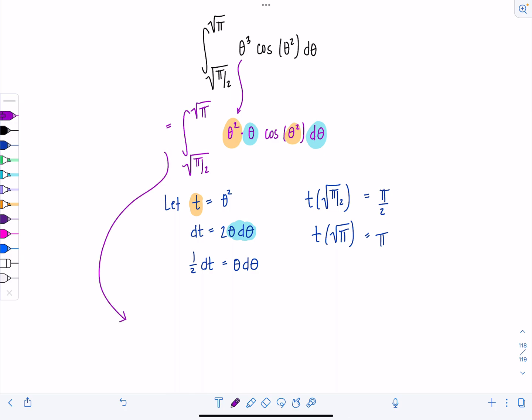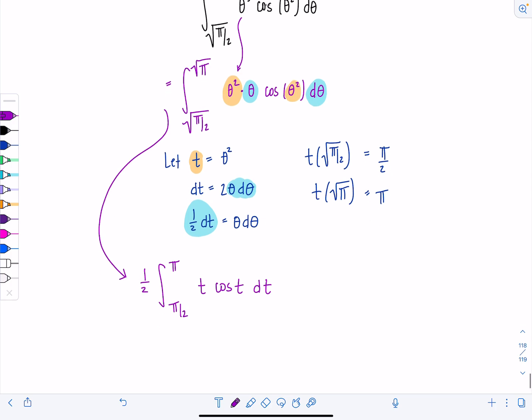Okay, so let's rewrite it now. New limits go from pi over 2 to pi. Watch the color coding. So this is a t. I'll stay with the same t. And then I have cosine of t, yes. So I did all the yellow stuff, t, cosine of t. Then remember, theta d theta, that's 1/2 dt. Put the 1/2 outside, right? Get those constants out. Bada bing, bada boom. How are we doing? Good.